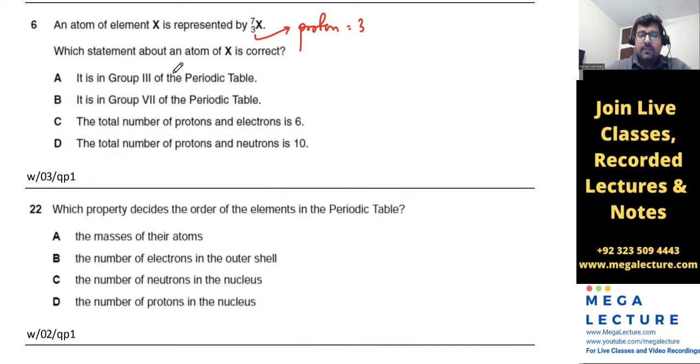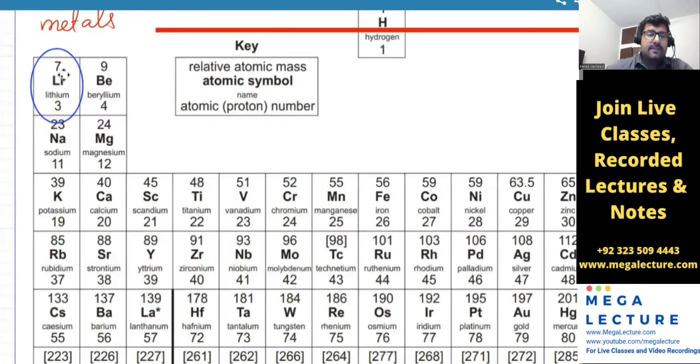So it is in group 3. No, it's not. It's not in group 3, and it's neither in group 7, right? It's lithium, right? Lithium is in group 1. It's in the first group.